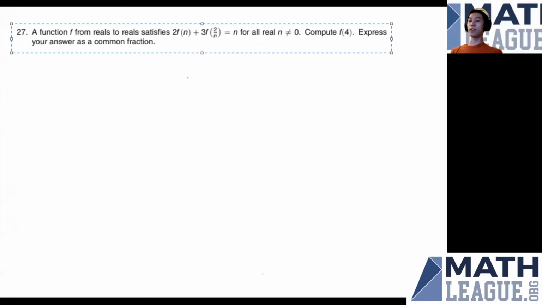So here we have that a function f from reals to reals satisfies 2f of n plus 3f of 2 over n is equal to n for all real n not equal to 0. And we want to find f of 4.